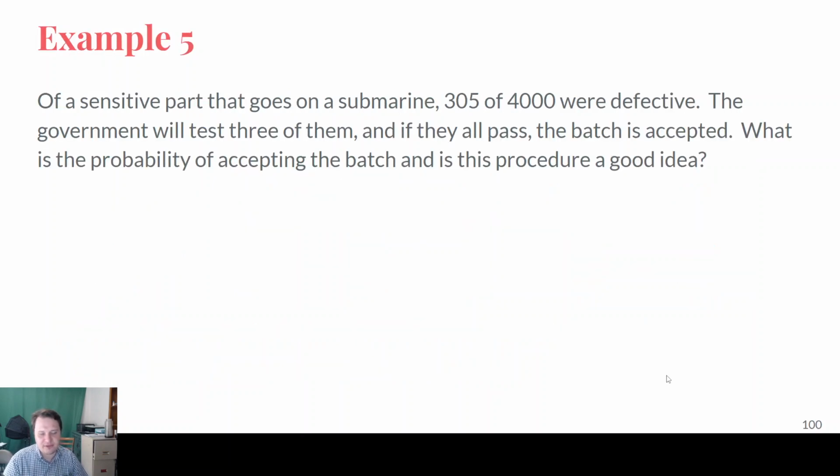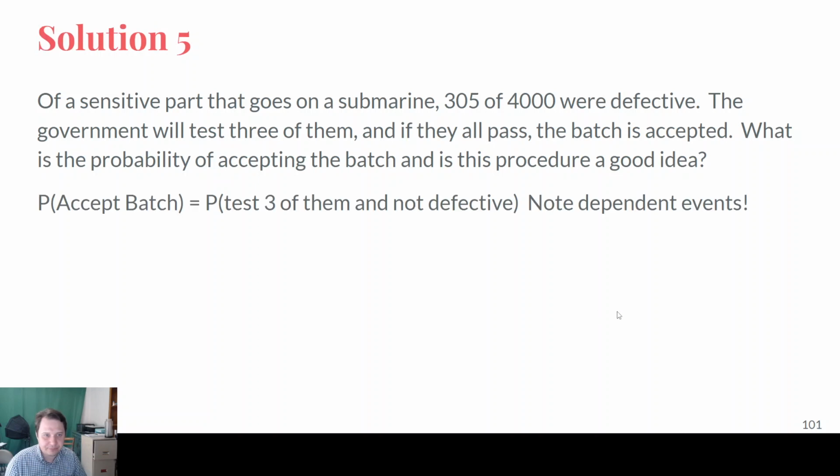On a sensitive part that goes on a submarine, 305 out of 4,000 were defective. The government will test 3 of them, and if they all pass, the batch is accepted. What is the probability of accepting the batch, and is this procedure a good idea? Okay. 305 out of 4,000 were defective. We're going to test all 3 of them, and if they all pass, we accept the entire batch. So we need to calculate the probability of accepting the batch.